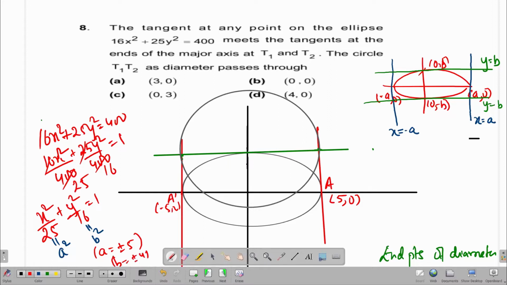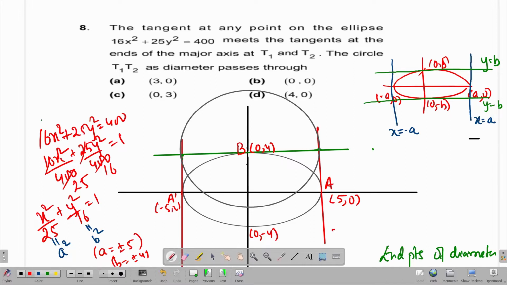So my two ends of minor axis are B and B dash, and those are (0, 4) and (0, -4). Now, what is given in the question? The tangent at any point on the ellipse meets the tangents at the ends of major axis. So the two tangents at the ends of major axis are these two, drawn by red lines.